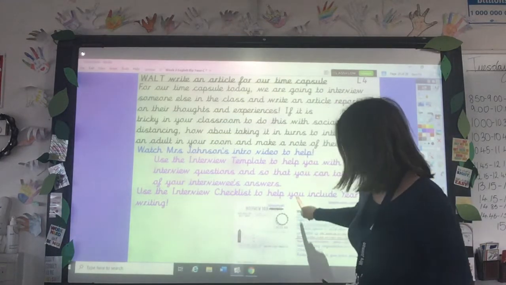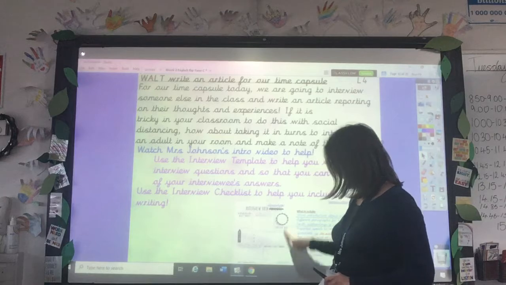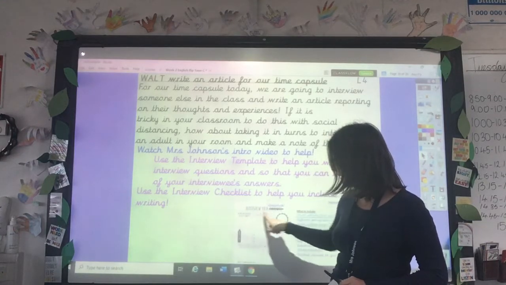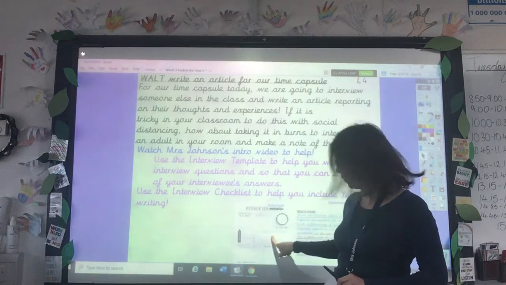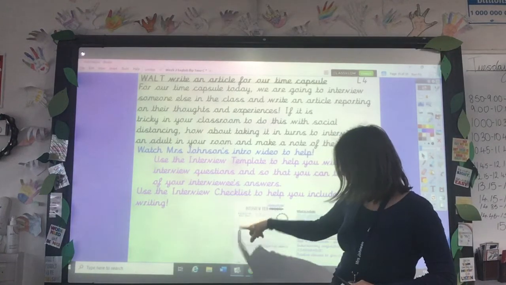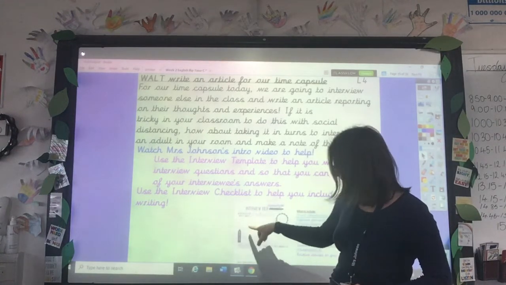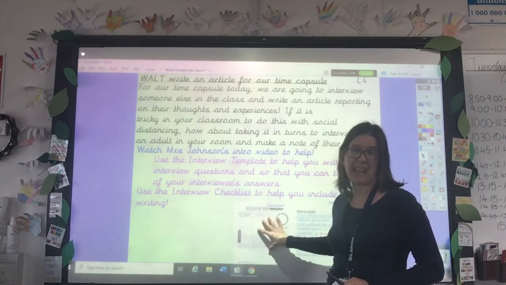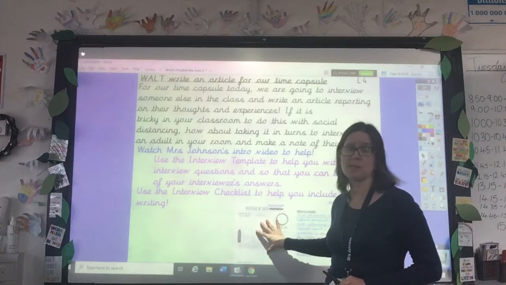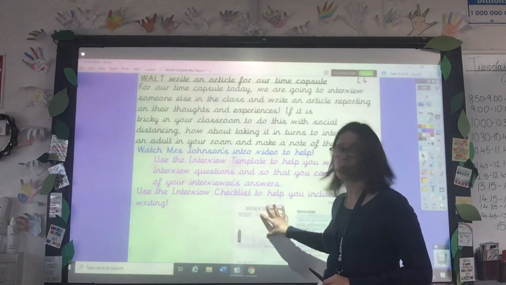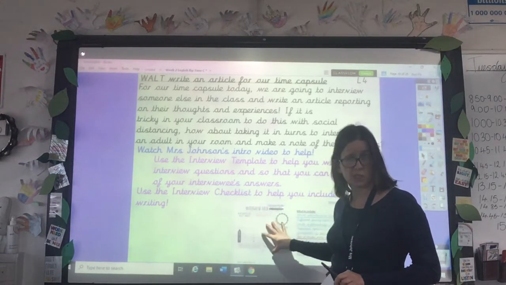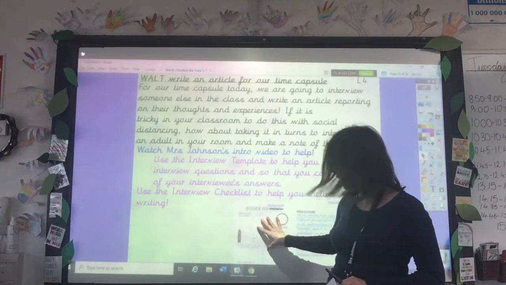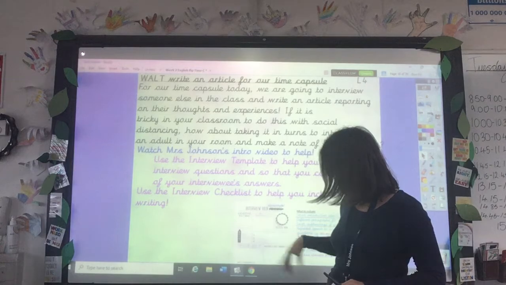And on the website, there is a template where you can note down their answers. So there's some suggested questions to ask your adult, or your friend or your sibling, and then you can just make a note of their answers here. So it's almost like a plan, really. This isn't the finished piece of writing. This is just something I thought you could use to structure your questions and what your interviewee thinks and feels about their experience of lockdown.